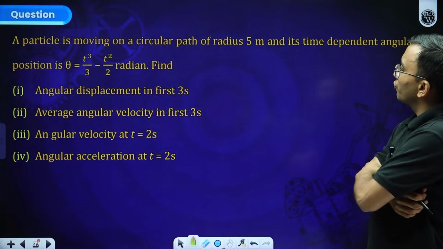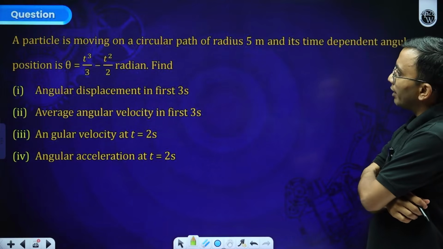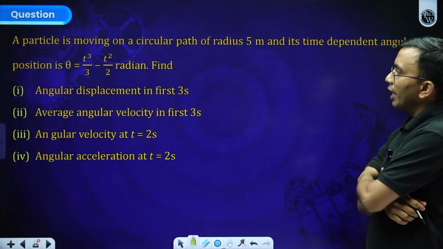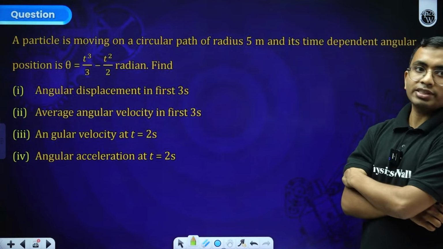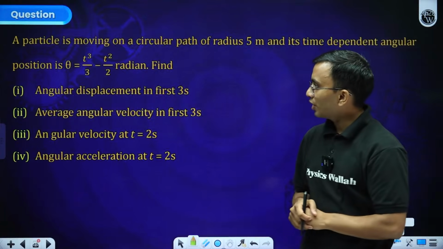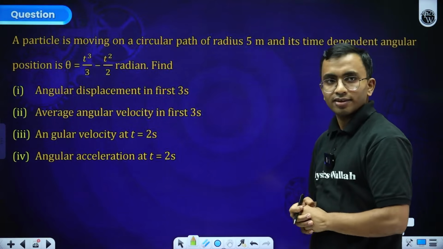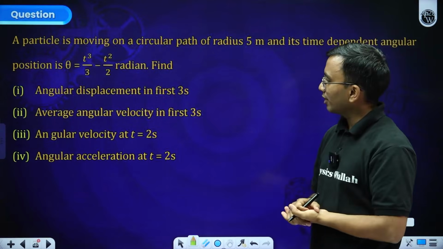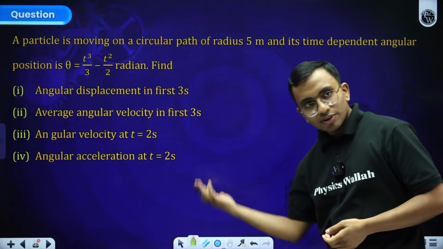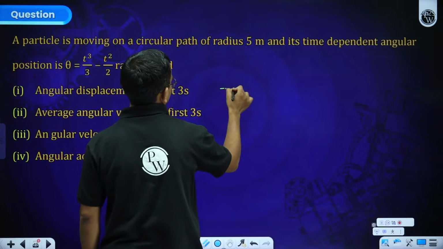A particle is moving on a circular path of radius 5 meter. Its time dependent angular position is given, so this is how the angular position is varying. What we need: angular displacement in first 3 seconds, so find the change in the angular position in first 3 seconds. Then average angular velocity: divide that with the time interval. Angular velocity, differentiate that. Angular acceleration, again differentiate angular velocity. Let us do it.